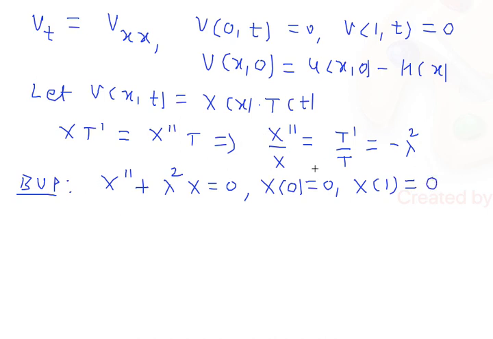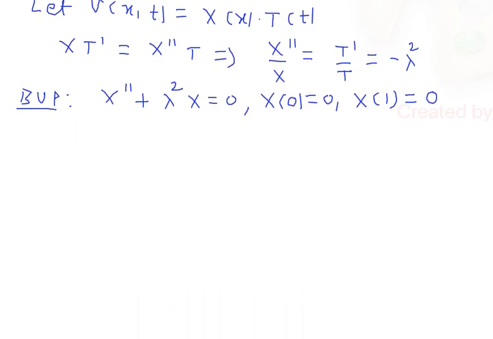And another differential equation will be for T, that is the secondary part. The solution of this differential equation we know by constant coefficients. So X = A cos λx + B sin λx.